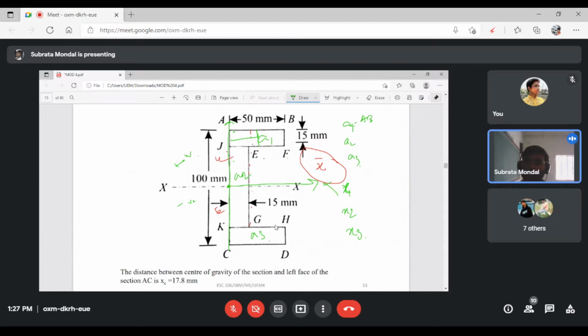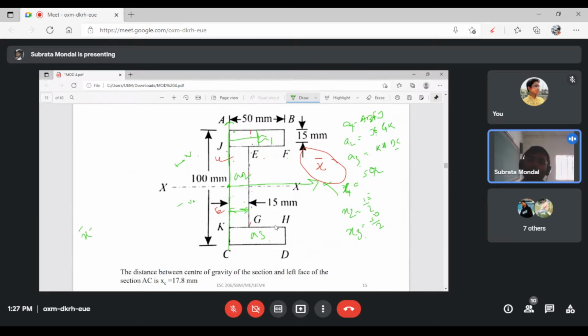Okay, a1 is a, b, f, j. a2 is j, e, g, k. And a3 is k, h, d, c. This way, for x1 it will be simply 50 by 2. X2 it is 15, so that width is 15, so it is 15 by 2. X3 again it is 50 by 2. So this is the way that you can easily calculate.